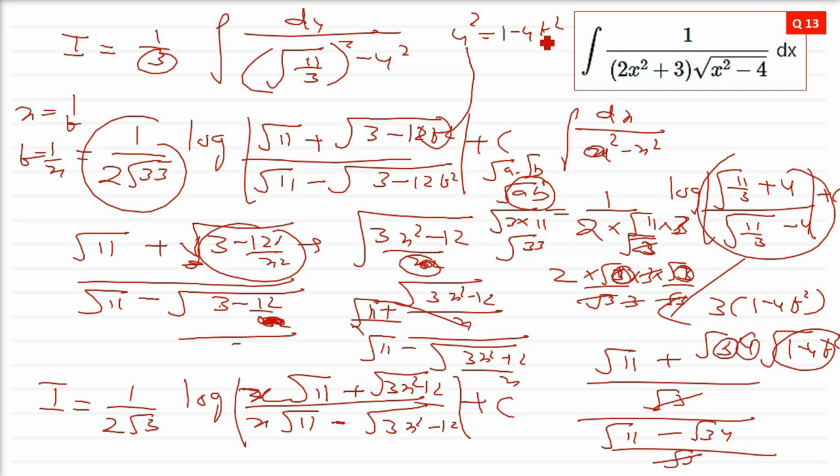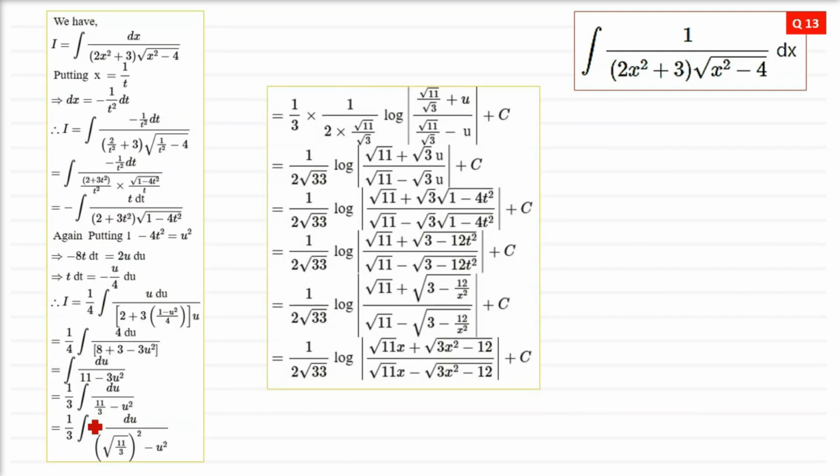So we have replaced t in terms of u, then we have replaced everything in terms of x. So how to do this? It's a good question, because it's worth 4 to 5 marks. You can do it in this way.